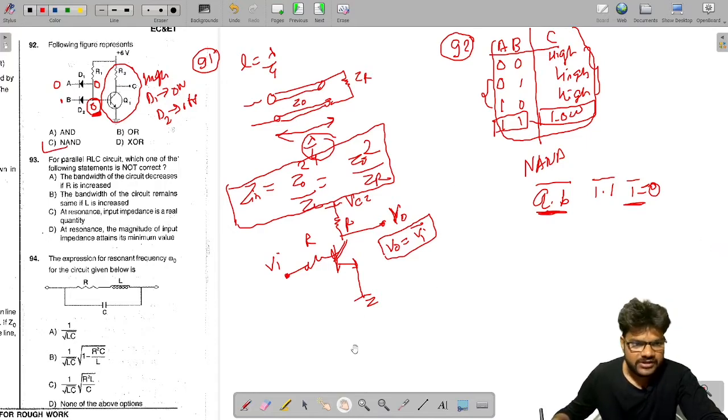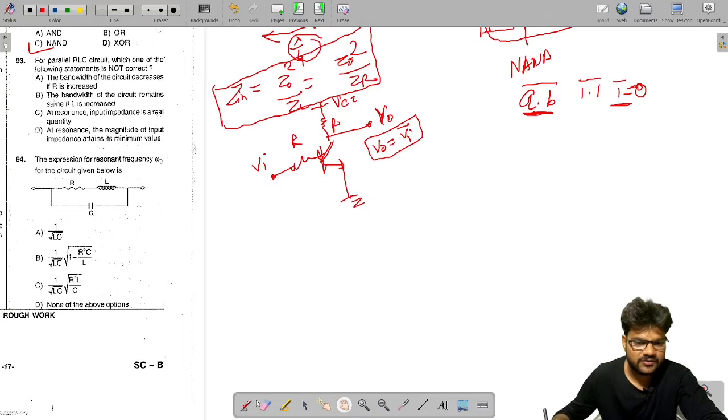Now let us go to the next question, number 93. This is a simple question on RLC, parallel RLC circuit, from the network theory subject. For the parallel RLC circuit, which one of the following statements is not correct? The bandwidth of the circuit decreases if R is increased. Okay, so question number 93.